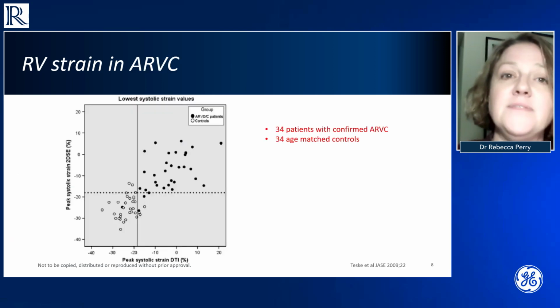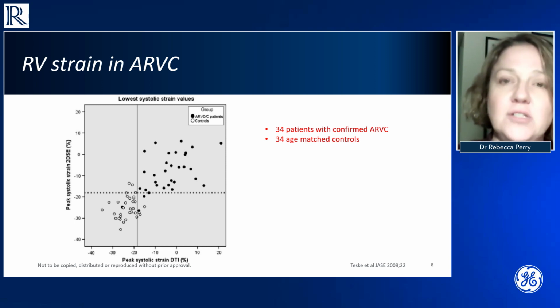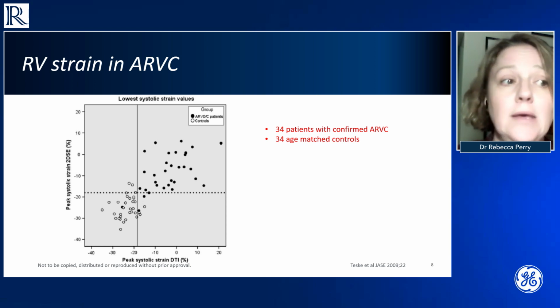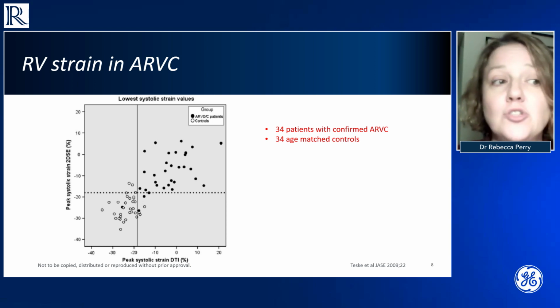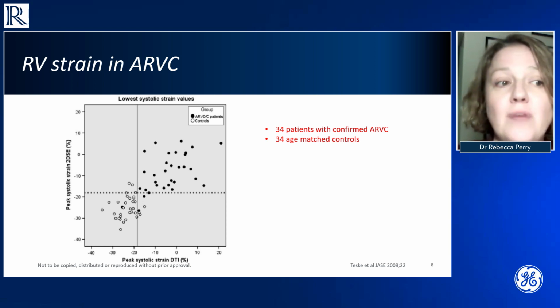So here's an example of some research using RV strain in the detection of ARVC patients. As we know, these patients are often really difficult to diagnose. So this study used 34 patients with confirmed ARVC and 34 age-matched controls. You can see from the graph that a right ventricular strain cutoff of -18 was able to differentiate between controls and those with ARVC. They concluded that right ventricular strain was superior to conventional echo parameters to identify ARVC.